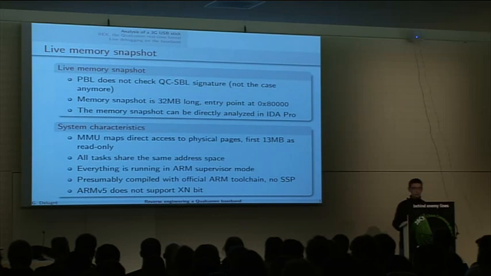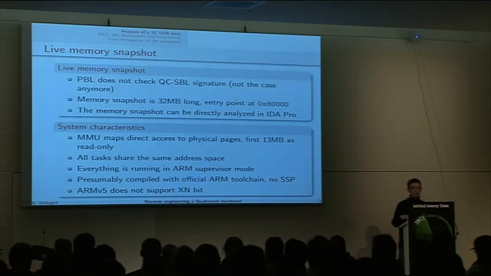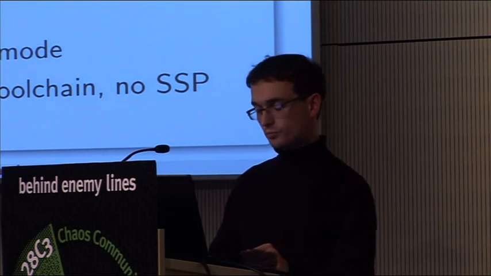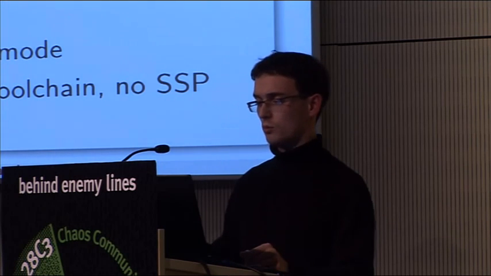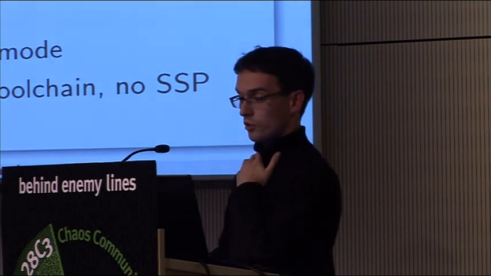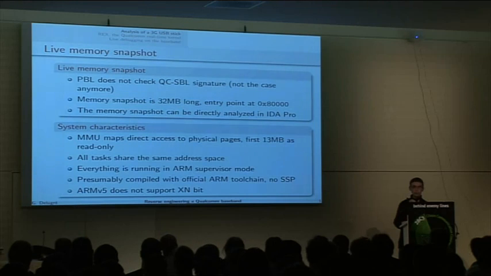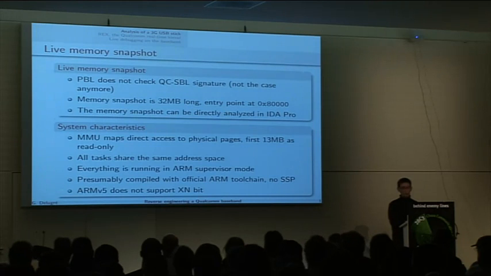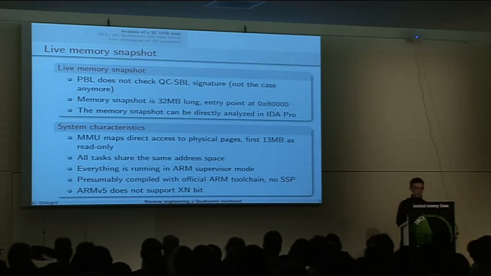So the memory snapshot is 32 megabytes long. You can find the entry point by reversing the bootloader. It can be directly passed into IDA Pro. From this point, you can already see some system characteristics, like all tasks share the same address space. You can quickly find where the page table is and see that the first, I think it's 12 megabytes of memory, are marked as read-only. Everything is running in ARM supervisor mode, and it's presumably compiled with RealView, which is the official ARM toolchain for compilation, with no stack protection, and ARMv5 does not support the XN bit, which is the same as the NX bit on x86.